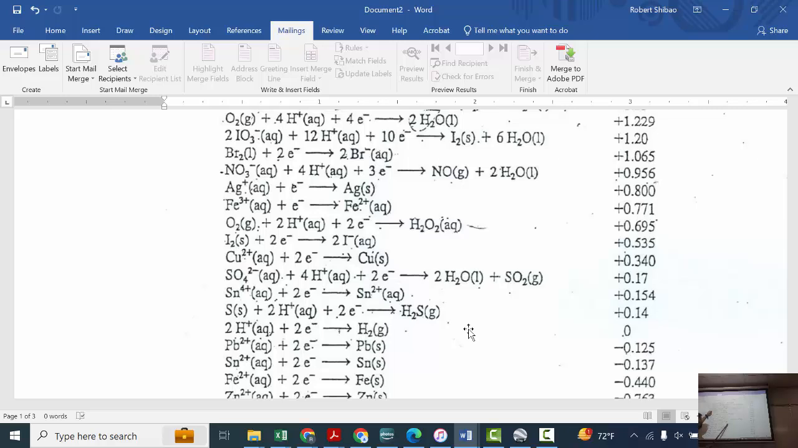As far as reducers go, we have iron 2 and water. Where's water? Well, water is way up here. So it's weaker. So we pick the stronger. Iron 2 is the strongest. It's closest to lithium, which is at the bottom. So when we have silver ions and iron 2 react, what forms? Iron 3. And the other product that forms is silver metal.